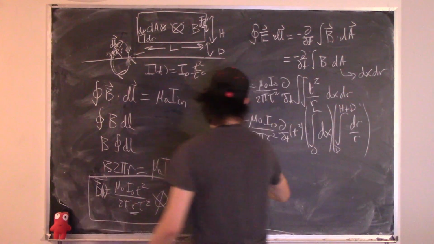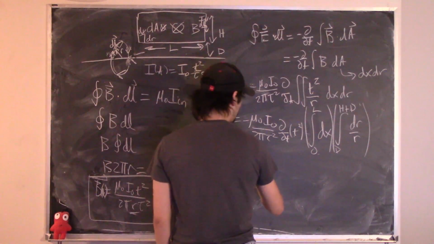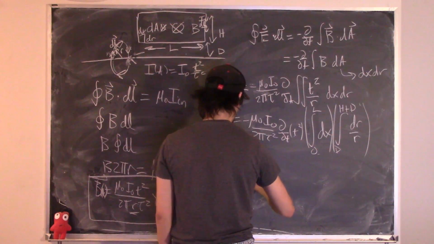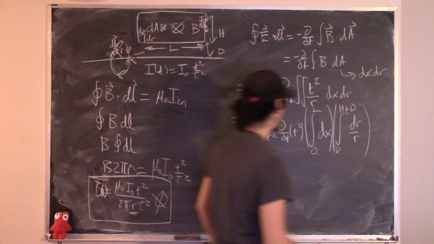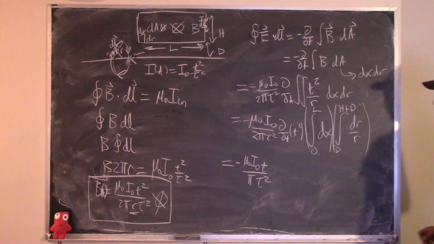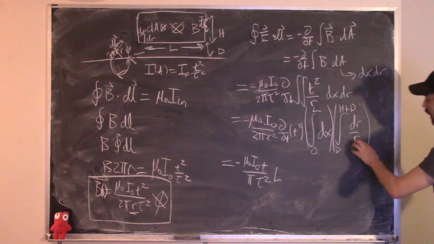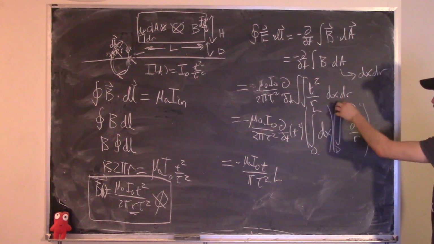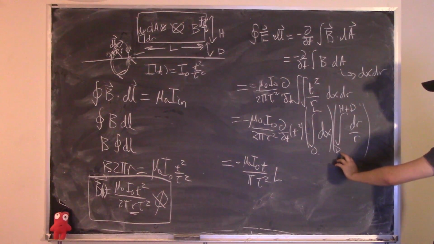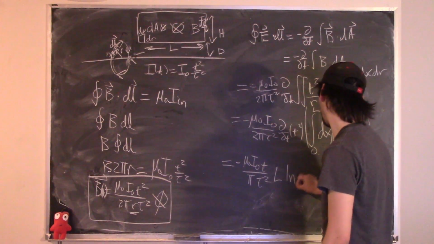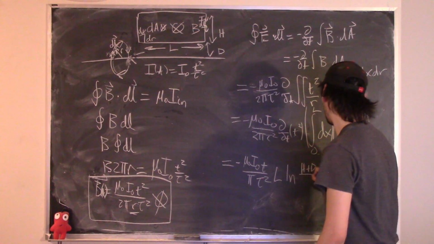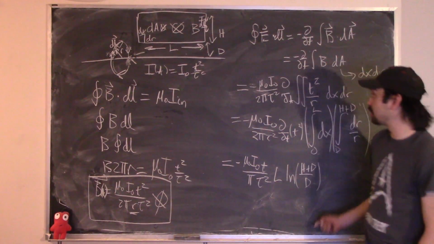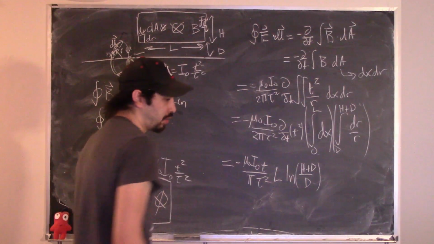So the time derivative is just going to give me 2t, so that's going to cancel a factor of 2 here. So this is going to give me minus mu naught I naught t divided by pi tau squared. My integral with respect to x is going to give me an L. My integral with respect to r is going to give me a natural log evaluated at h plus d minus evaluated at d. And so this is going to give me a natural log of h plus d divided by d. Okay? Now this is going to be the right-hand side.